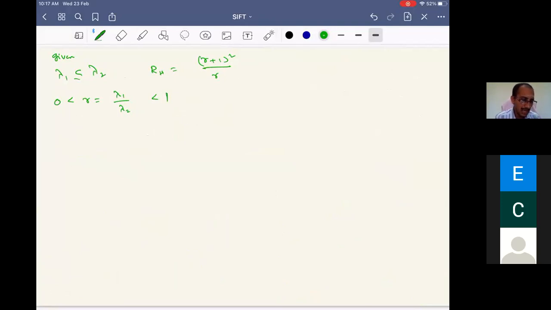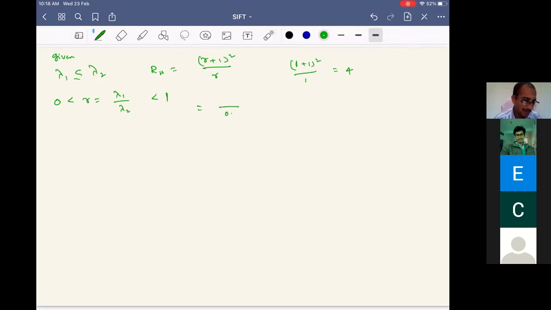So what is the range of RH now? If R is 0 to 1, R can take a maximum value of 1. So it is 1 plus 1 whole square by 1, which is actually 4. If R takes a very small value, when does R take a small value? When lambda 2 is very much higher than lambda 1. In such case, lambda 1 is very small compared to lambda 2.